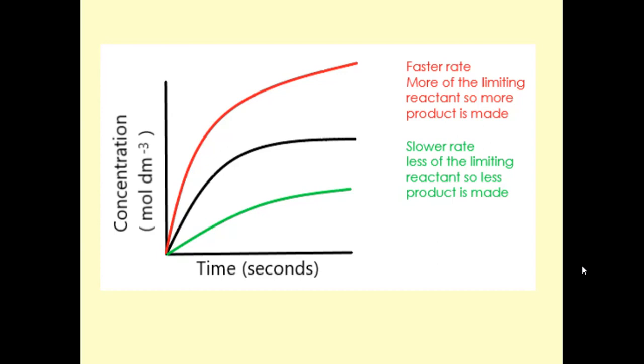The green line shows a slower rate, but it also shows that we've got less of the limiting reactant, so less product is made. Normally, when you get an exam question on this, they'll make it that you've got either half or twice or something easy so that you can get the height exactly in the right place.